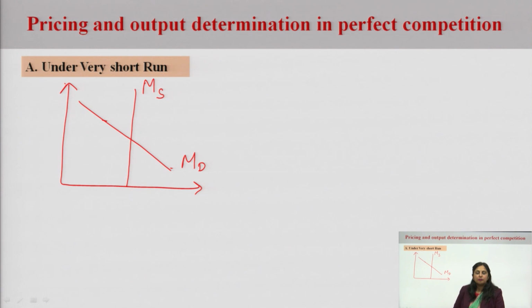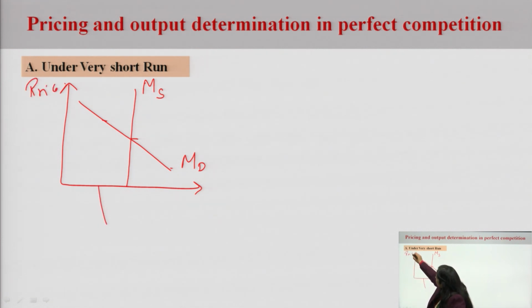So, how would the market price be determined? By the point where market demand equals market supply. If there is price on this axis and quantity on this axis, how would the price be determined?